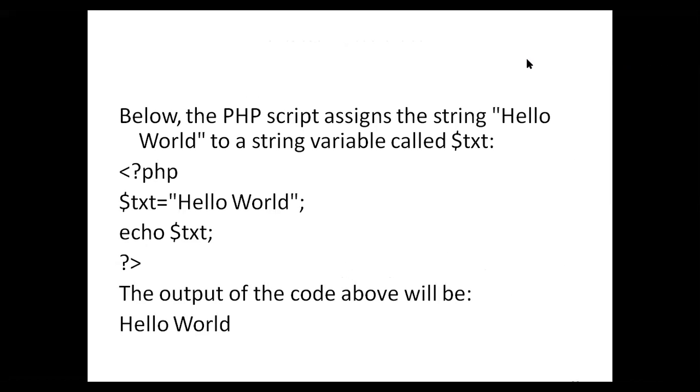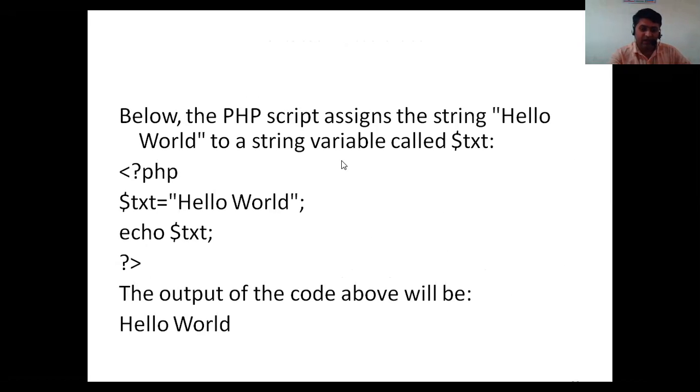Look at this. Below is one example. The PHP script assigns the string Hello world to the string variable called $txt. So this is the string Hello world. This is assigned to $txt, and we print it with echo $txt. The output will be like this. That is, Hello world will be printed on your screen. Okay. So this is an example of a string.